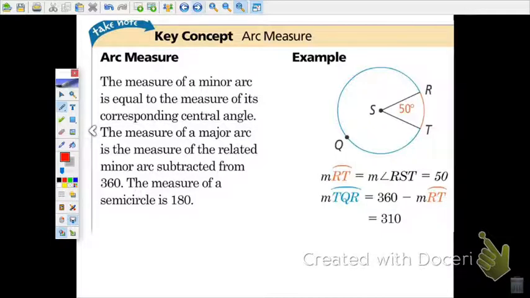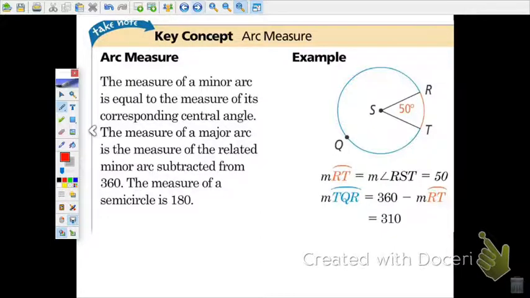So we're going to talk now about an arc measure. This isn't in your notes as far as a place to write it. We're going to be using it to fill in that centerpiece. So this concept tells us that the measure of a minor arc is equal to the measure of its corresponding central angle.